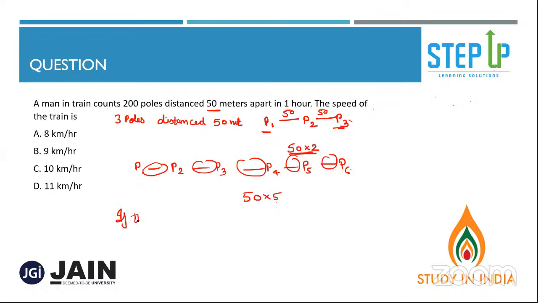So if there are 20 poles, and the distance between each pole is 50 meter, what will be the total distance this time? 50 into 19, right? 20 poles, 19 will come. Is that clear?